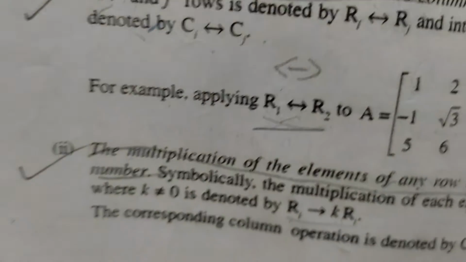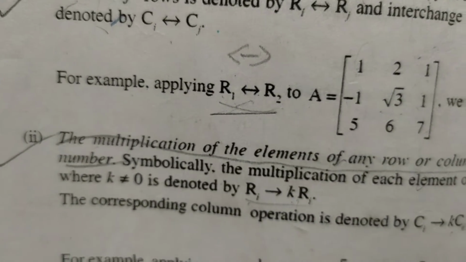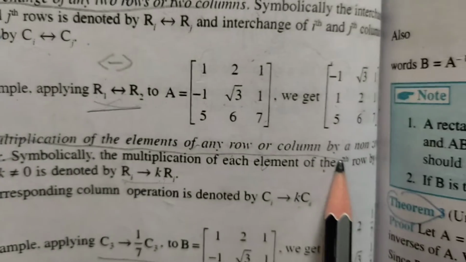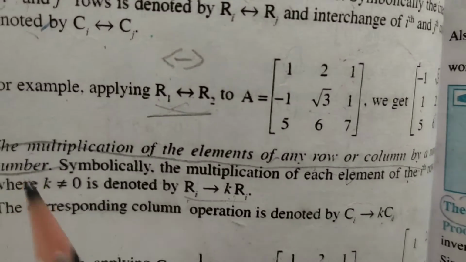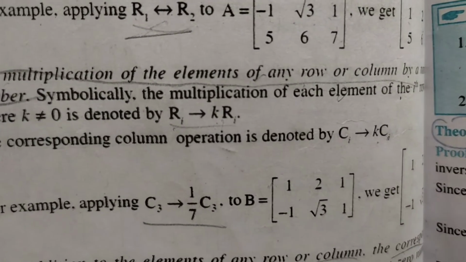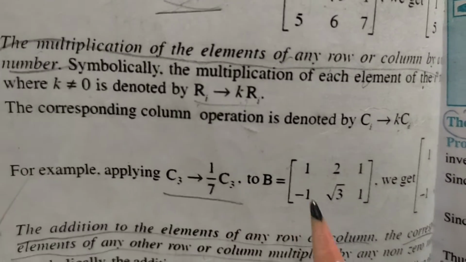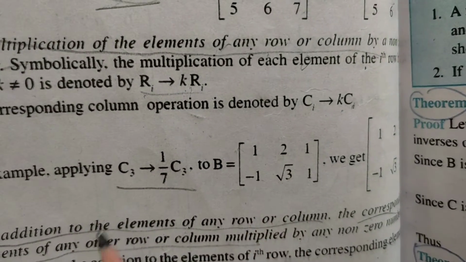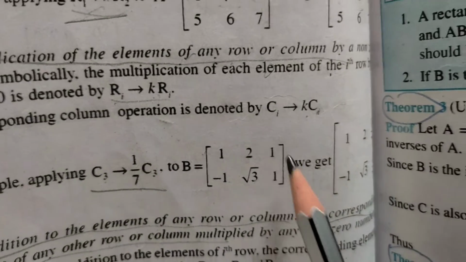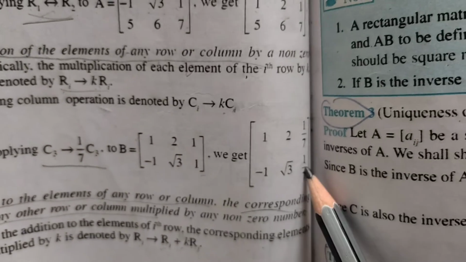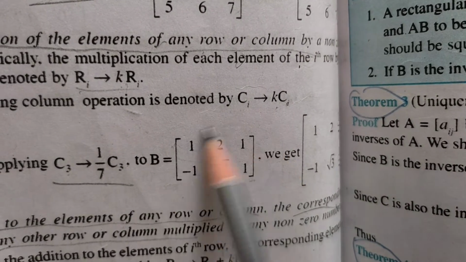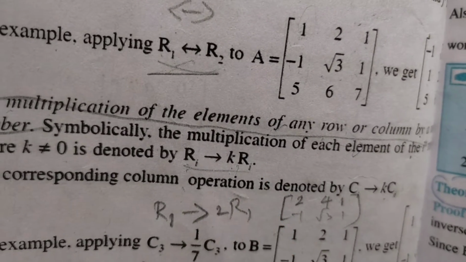The second elementary transformation is multiplication of the elements of any row or column by a non-zero number. You can multiply any row or any column by a number. For example, they have taken a matrix and in column 3 they have multiplied by 1 by 7. So to the column they have multiplied 1 by 7, so it happens like 1 by 7, 1 by 7. Also you can do it row-wise, that is R1 tends to KR1.